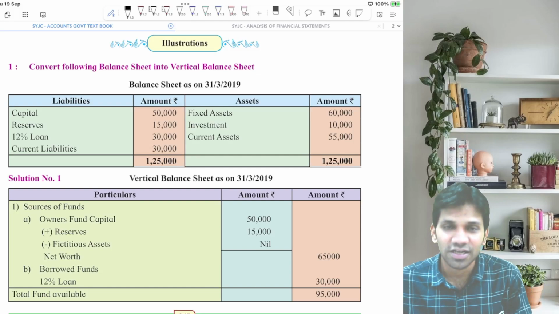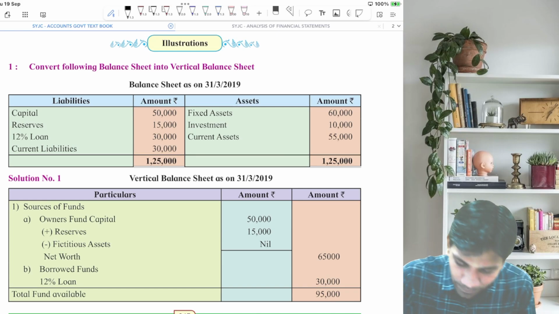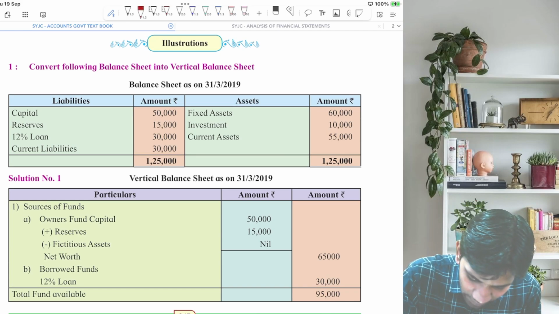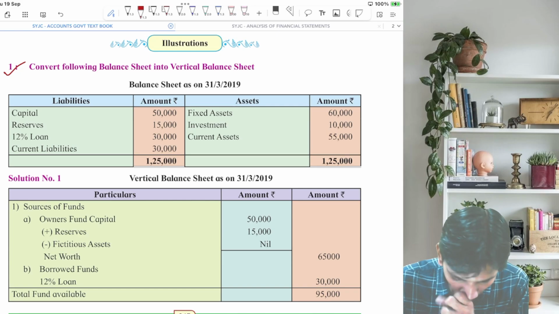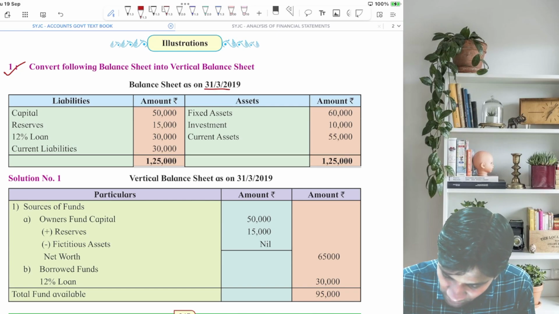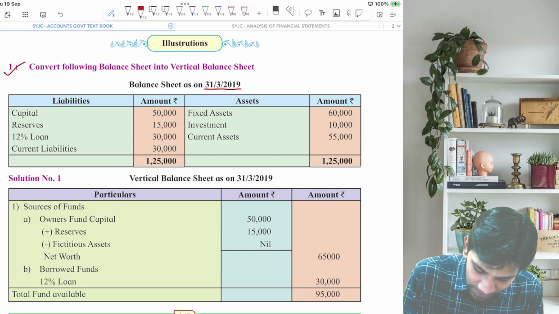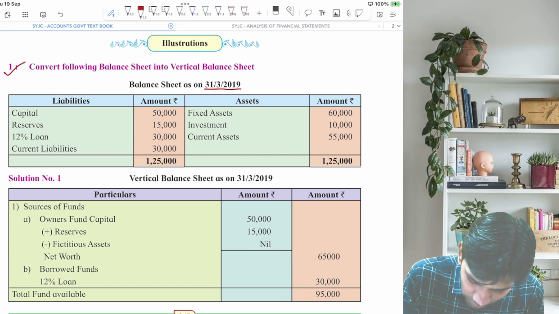Let's start with the first illustration of vertical balance sheet. Let's see what they have given. Balance sheet as on 31st March 2019. Capital will be shareholders funds. Reserves will be shareholders funds.